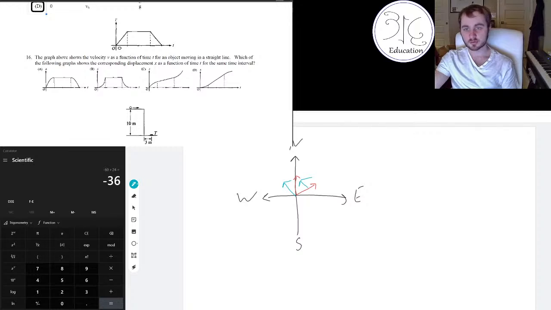So for 16, we've got a graph above, shows velocity as a function of time for an object moving in a straight line. Which one would have the displacement as a function of time for the same interval? So let's draw this one out. I kind of like that. Can we fit this here? I bet we can. We've got a velocity curve.